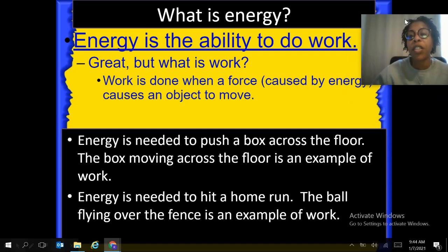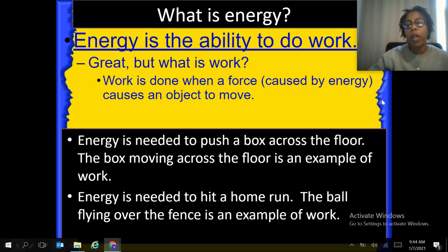If energy is the ability to do work, you have to know what work means. So when you say, oh, I'm about to put in this work, or oh, I'm about to do my work, or I'm going to work, you got to know what work is. Work is done when a force causes an object to move. A force is usually a push or a pull. So you need energy to push or pull something, causing an object to move. Energy is needed to push a box across the floor. The box moving across the floor is an example of work. Energy is needed to hit a home run. The ball flying over the fence is an example of work. So you cannot have work without having energy.